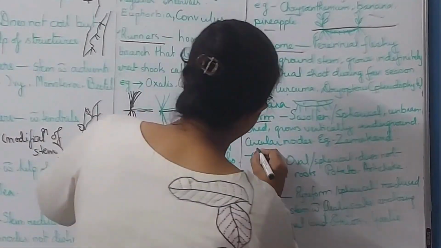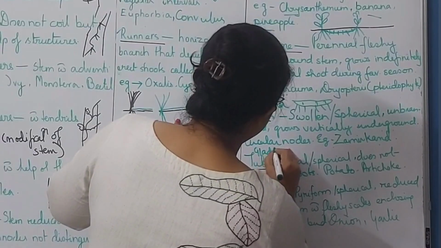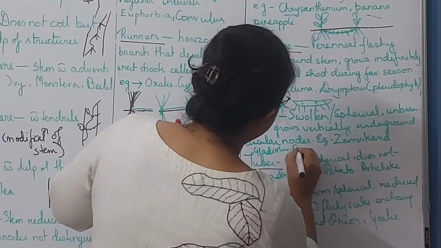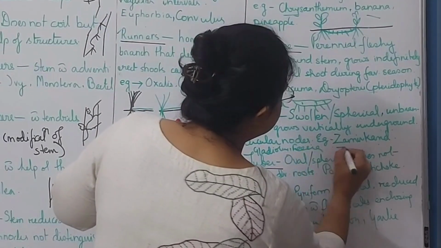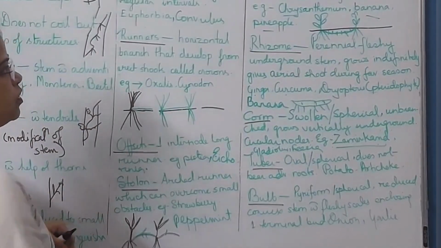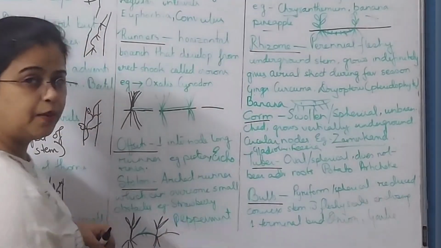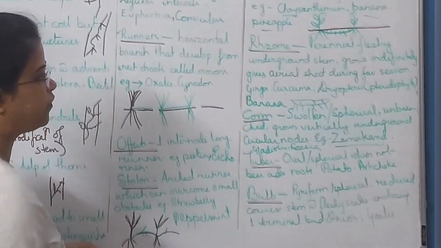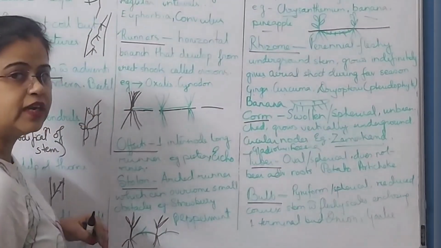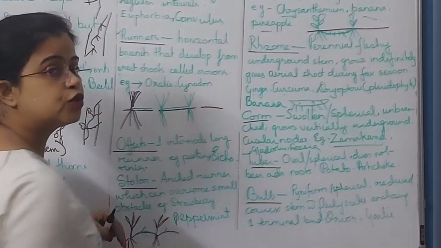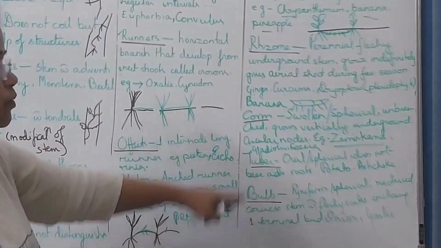You can write other examples like Gladiolus, Freesia. Zamirkand is the example that is given in your book. So they also show root at the base या on the undersurface. Rhizome also shows root at the undersurface. Sucker also shows roots. Now let us come to tuber.